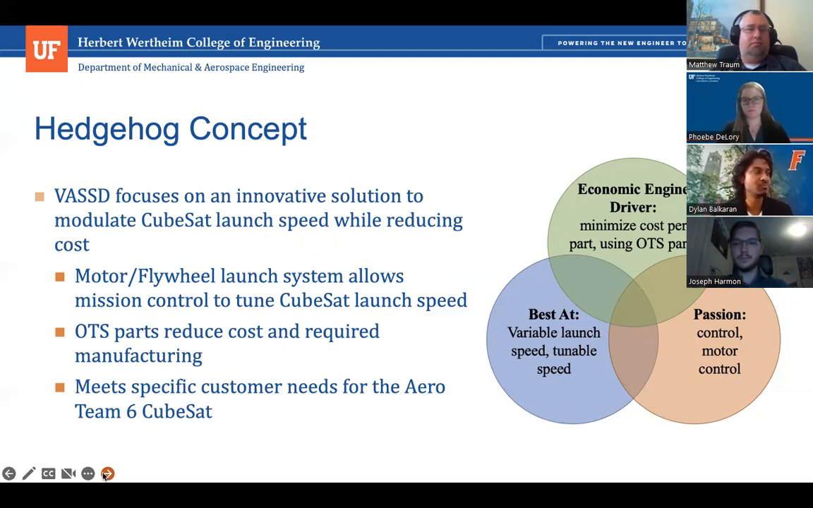And we came up with the following solution, which uses a motor flywheel system that allows mission control to select what speed through a radio signal they want the CubeSat to be launched. And we did use OTS components to reduce the cost, and our design completely meets all the customer needs, which were specified by the Aero Team 6 CubeSat.